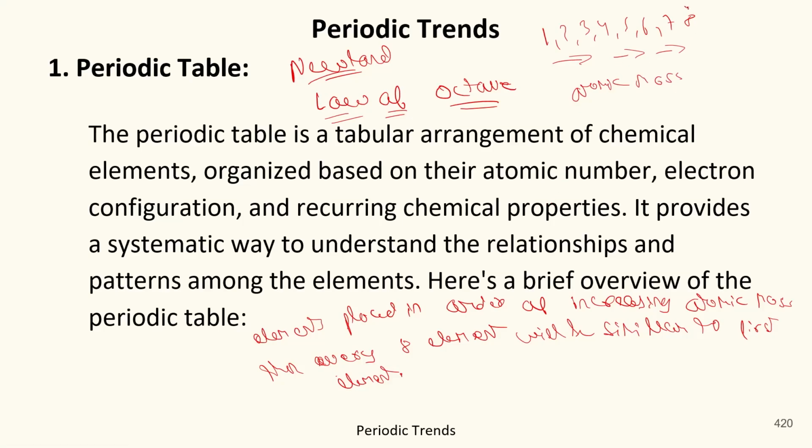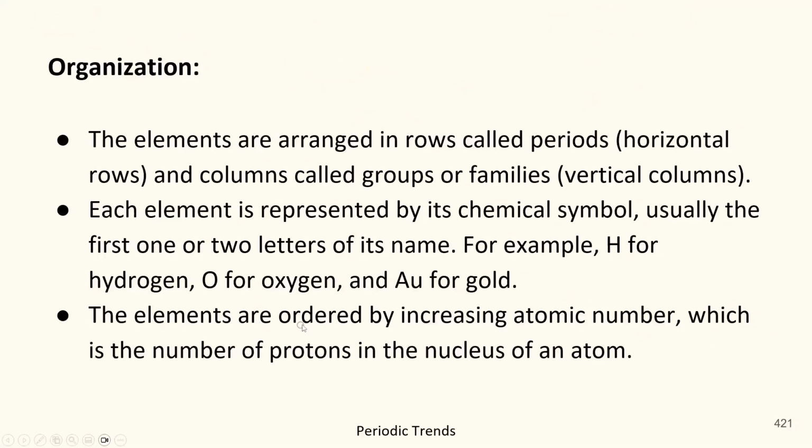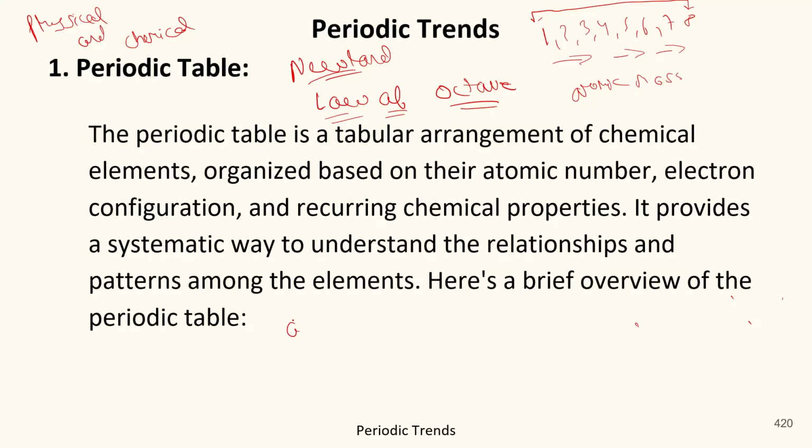then every 8th element will be equal to the first element in terms of physical and chemical properties. So it was stated by Newland. Got it? But this also failed, because of two things. The first thing was it only applied up to calcium.